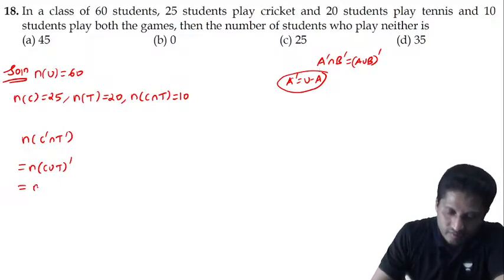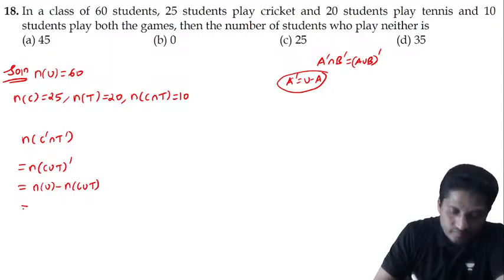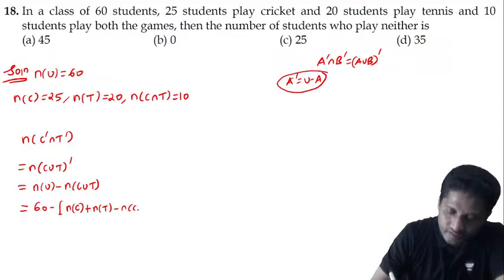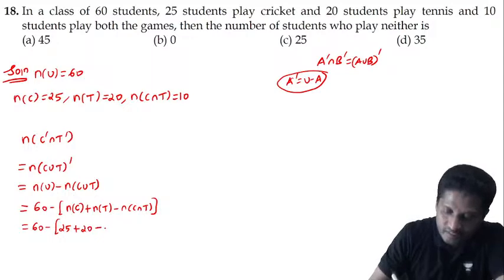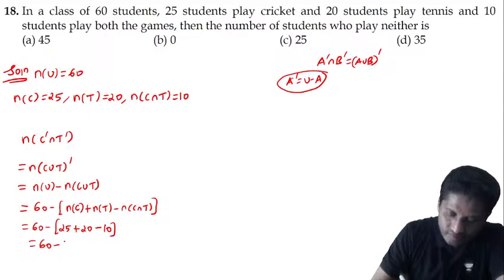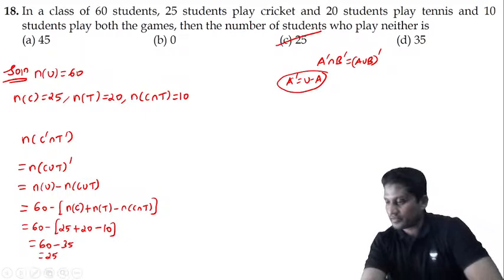So N of A dash is equal to N of U minus N of C union T. N of U is 60. N of C union T is N of C plus N of T minus N of C intersection T. That is 25 plus 20 minus 10, which is 35. So the answer is 60 minus 35, which is equal to 25. The answer will be option C.